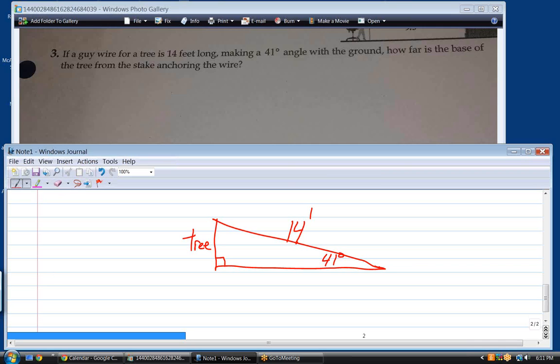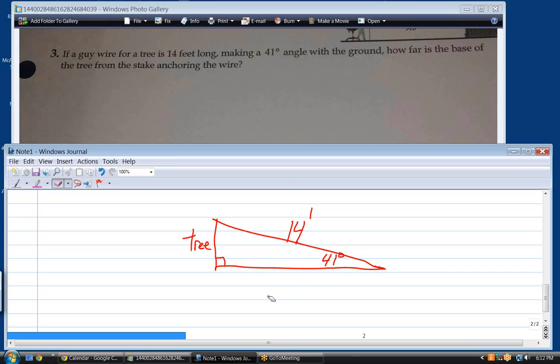Which trig function should I use here? We're still trying to figure out x. In other words, they didn't ask us how high the tree was, which would have been difficult without something else, but we certainly can figure out how far away from the tree we are by using which trig function? Cosine.